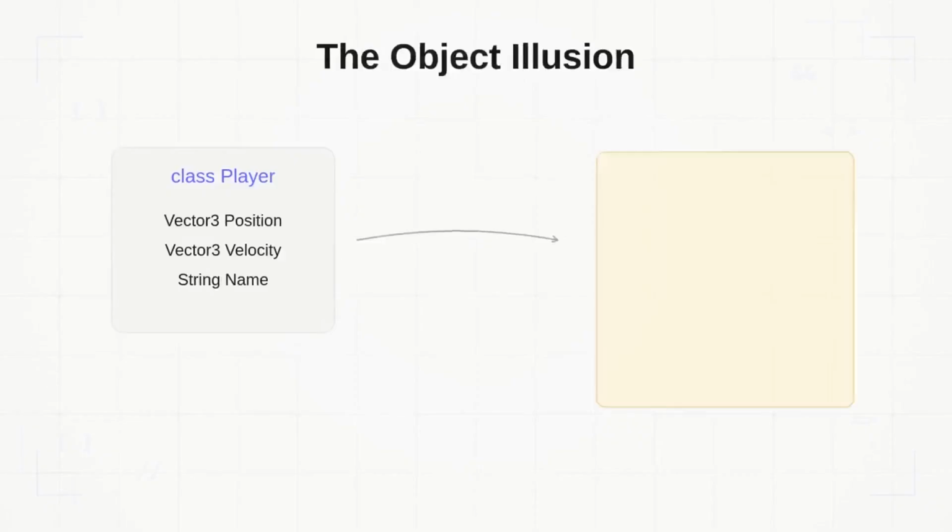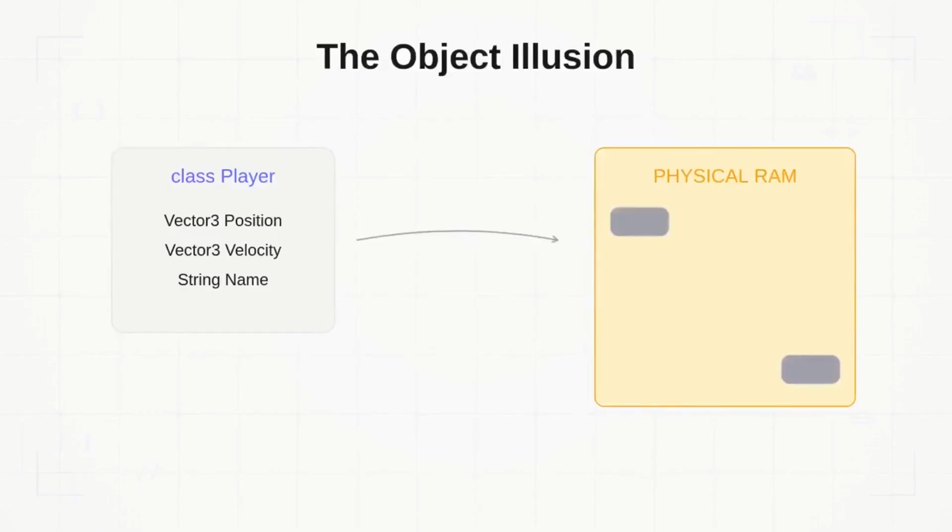We are taught to think in objects. A player has a position, a velocity, and a name. In our code, this looks clean. But to a CPU, this mental model is a performance disaster. Modern hardware doesn't see objects, it sees memory addresses. When we wrap data in objects, we aren't just organizing logic, we're organizing how that data sits in physical silicon.